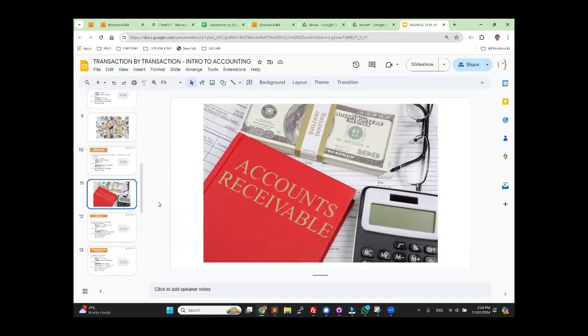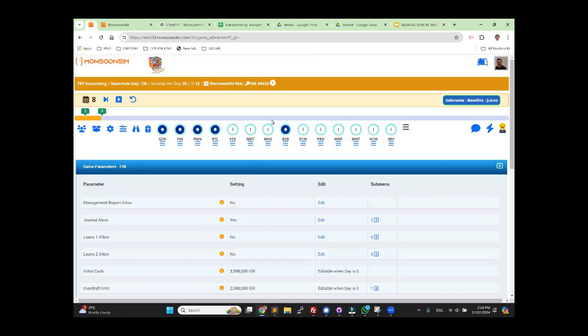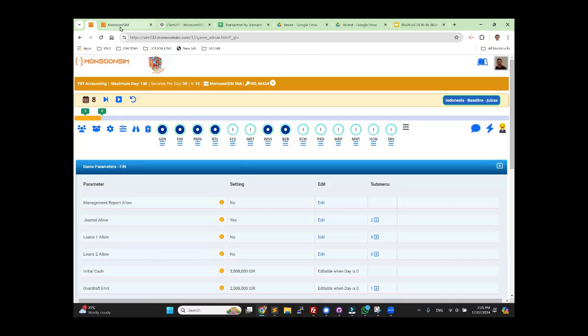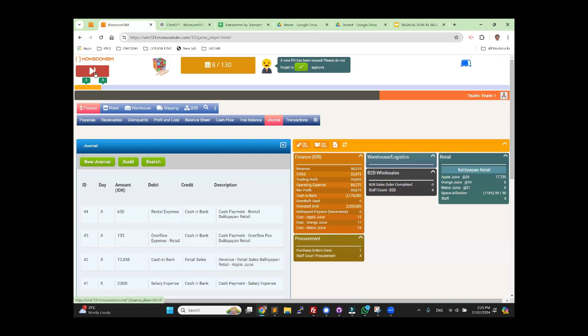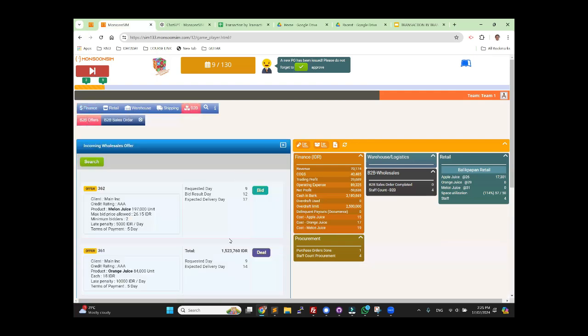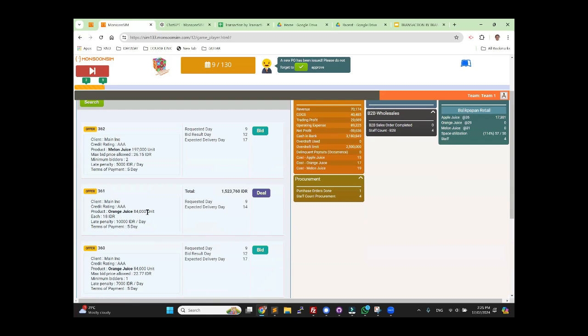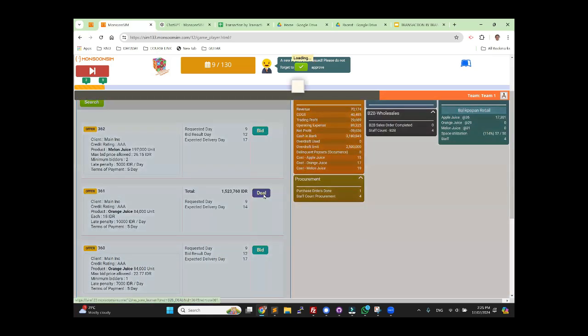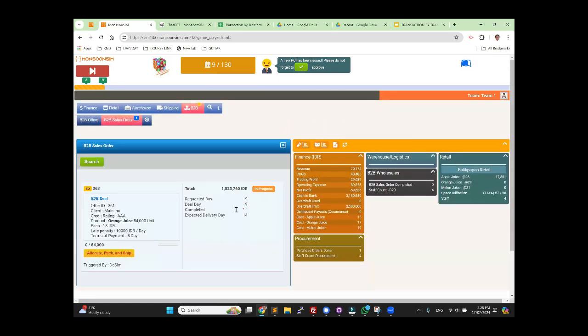So the same thing with account receivable. When we sell B2B, all right, I'm going to turn on B2B. I'm going to turn on wholesale warehouse, for example. Yeah. Now let's run 1 day and let's show you the account payable, account receivable. Just go to B2B. There's an offer coming in. Yep, you can sell this orange juice, 84,000. We don't have enough, but let's do it anyway. So we're gonna click this.